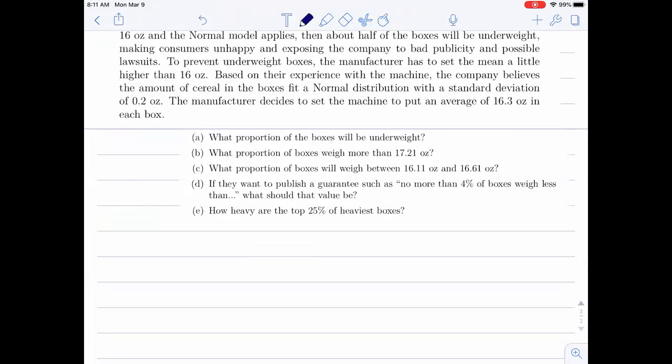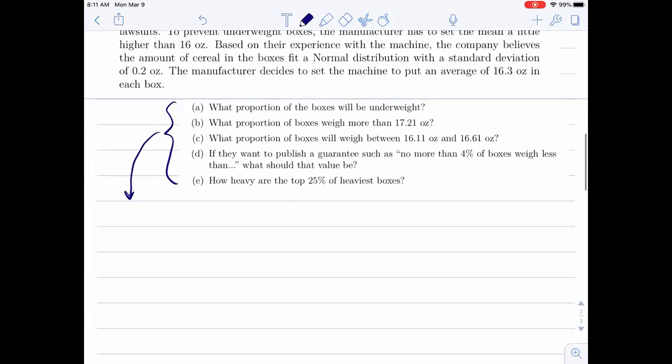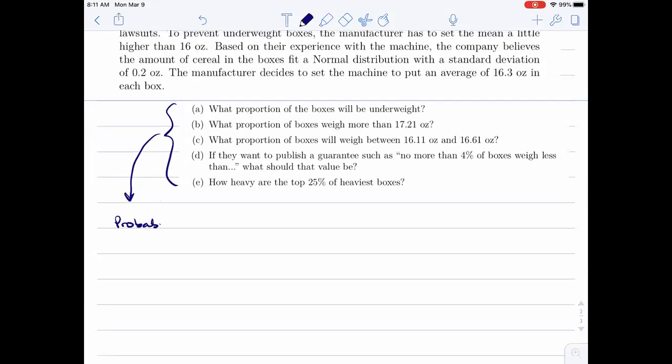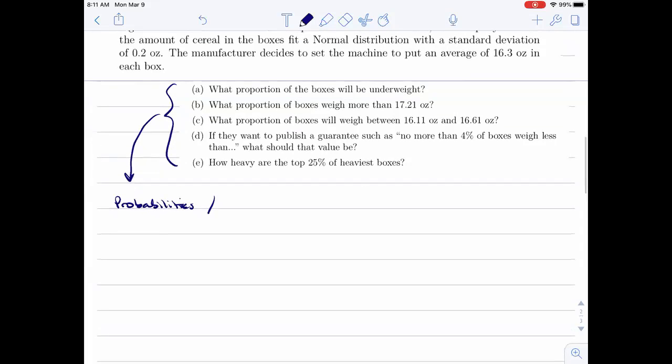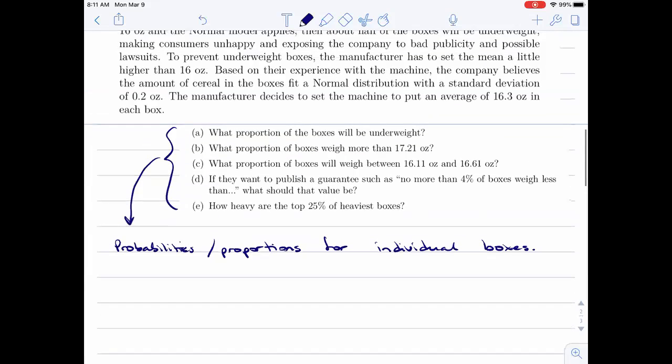So what's important here is that all of these subparts that we were talking about are finding probabilities, even though it says proportions. But we know probabilities, proportions, percentages, they're all areas under the curve. So it doesn't matter what P word we use, probabilities or proportions for individual boxes.